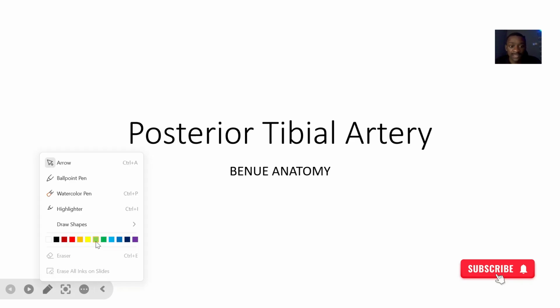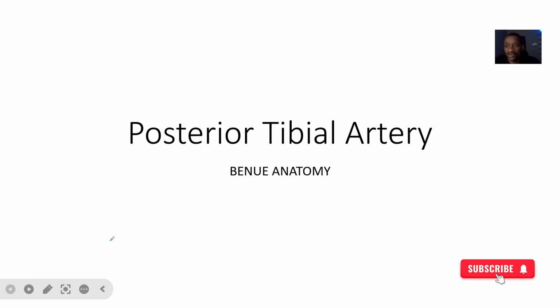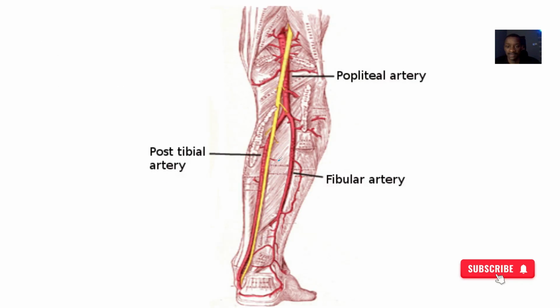Now we're looking at the next artery in the lower limb, and we are going to look at its anatomy. This is what is known as the posterior tibial artery. So for the anatomy of the posterior tibial artery, we have it like this.